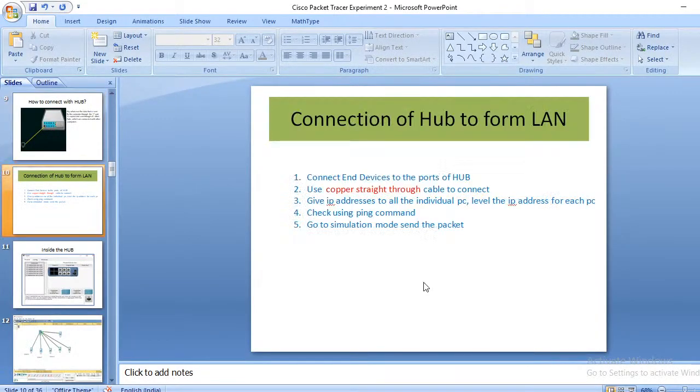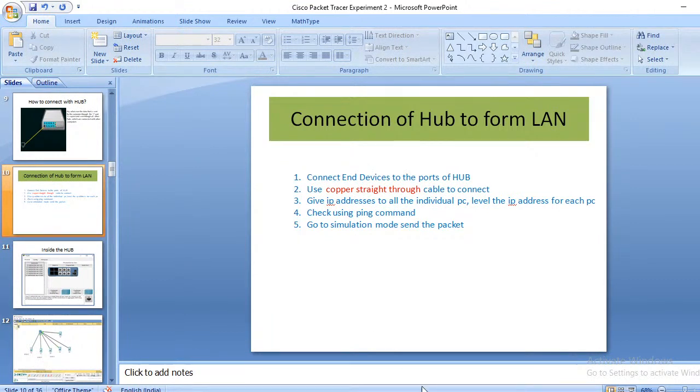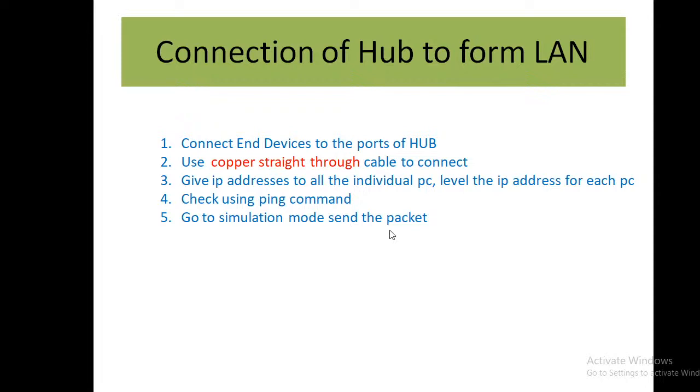Now how will we do a simple hub connection? We will be checking that. So a connection of a hub to form a LAN, a simple connection, that we have to do with 3 or 4 devices. We can use the copper straight through cable, or we can use the automatic type of cable, which will ultimately be using the copper straight through cable.